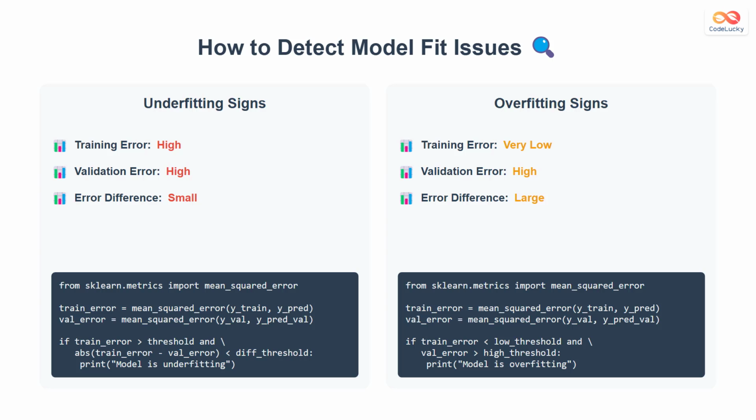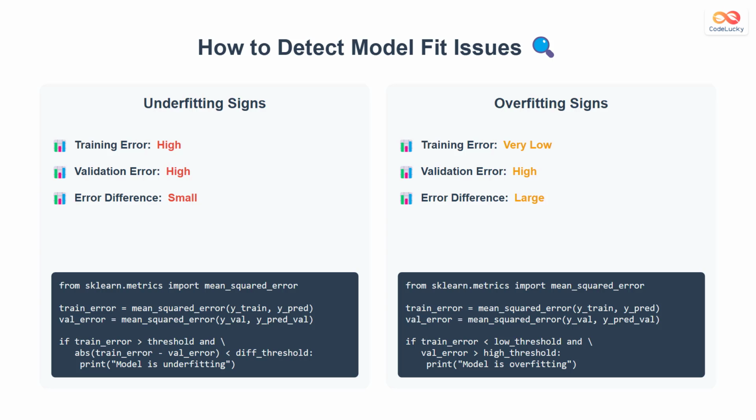Below is the code snippet. From sklearn.metrics, import mean_squared_error. train_error is equal to mean_squared_error of y_train and y_train_pred. val_error is equal to mean_squared_error of y_val and y_val_pred. If train_error is greater than a threshold, and the absolute of train_error minus val_error is less than a diff threshold, print model is underfitting.